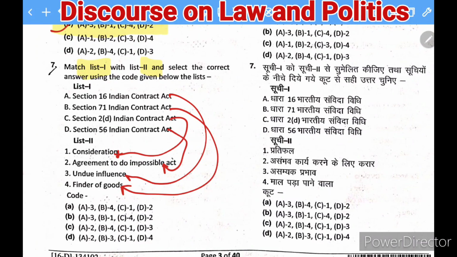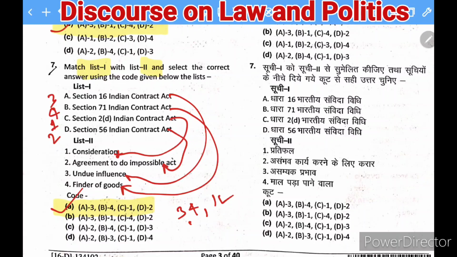So now let's see which is the correct. For A you can find 3, for B you can find 4, for C you can find 1, and for 56, that is D, you can find the agreement to do the impossible act, that is 2. So the answer is 3, 4, 1, 2. So which is the correct here? Just give your answer here. And the right answer is here, you can see A. The A is the correct. Okay, so this is the right option.